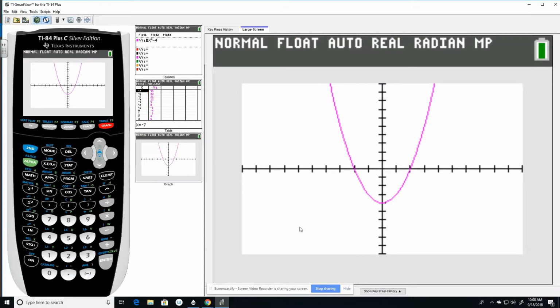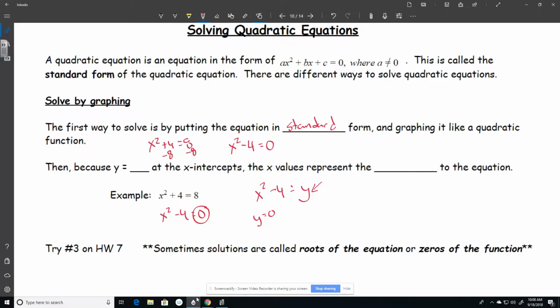So if I go back to my problem right here, because y is 0 at the x-intercepts, those x values represent the solutions to the equations. So x equals -2 and x equals 2, those right there are my solutions. And I can check them to make sure, which is probably a good idea.